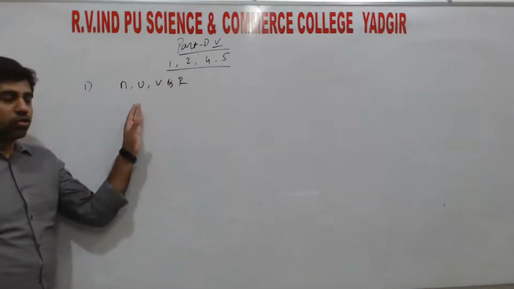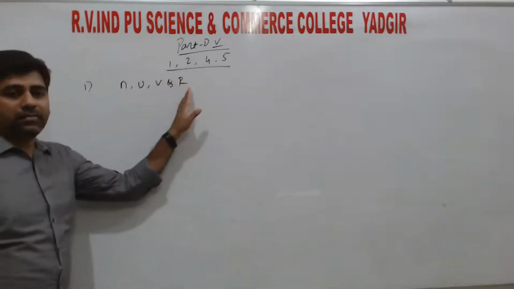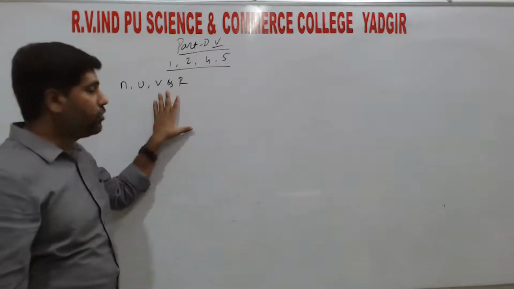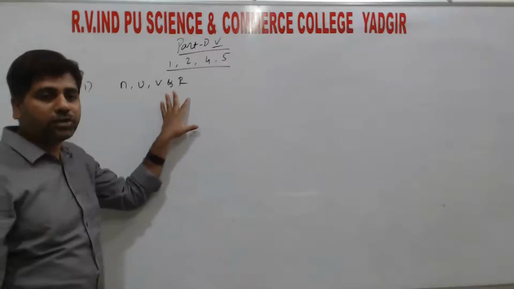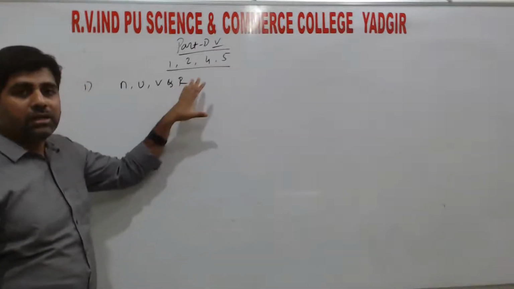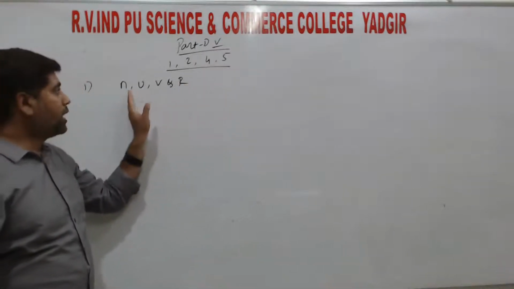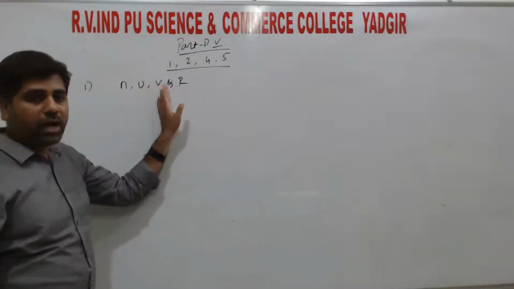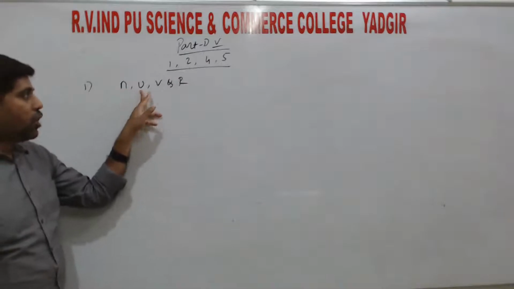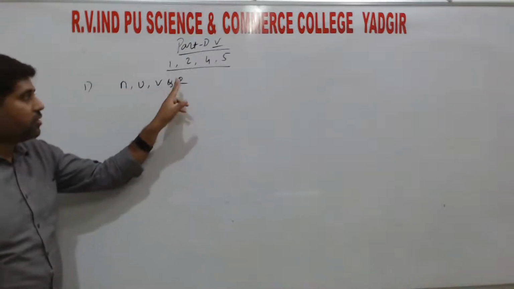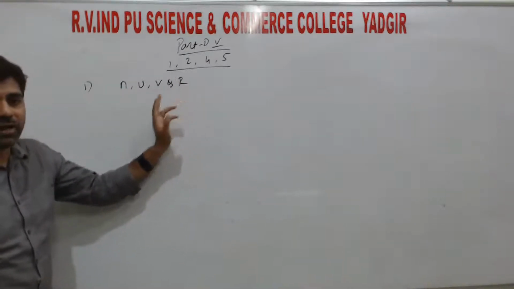Some questions directly mention it this way in the exam, or they ask for the refraction at a spherical surface. Obtain the expression for the refraction at spherical surface, or obtain the relation for N, U, V and R, right? So N is the refractive index of the medium, U is the object distance, V is the image distance and R is the radius of curvature, right?